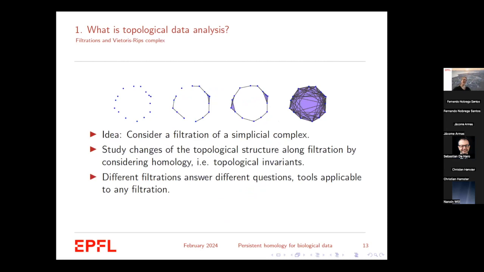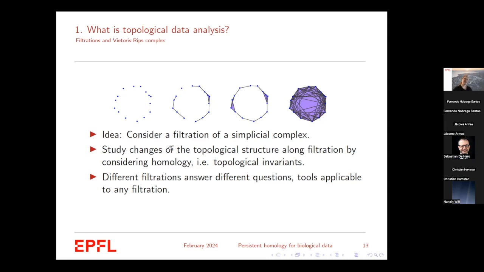The key idea behind persistent homology is that you don't choose one value of epsilon, but you choose an increasing sequence of these radii. And then what you have is a filtration of a simplicial complex. And you can study the changes in the topology along this filtration. So you're going to look at connected components, loops, and voids as you build this filtration from your data.